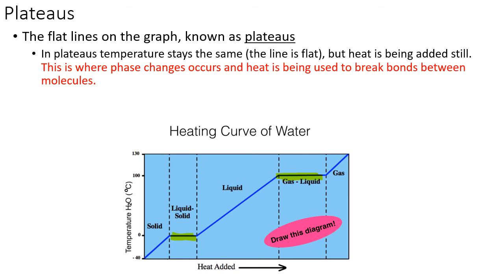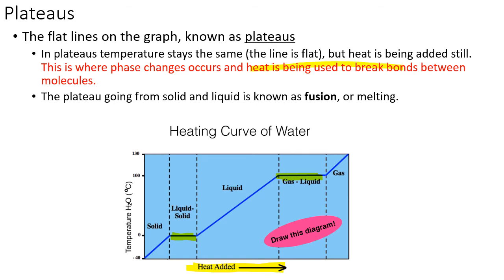At the plateaus, temperature stays the same. That's why the line is flat. There's not any sort of bend in it. It is a flat line. But if I look at my x-axis, heat is still being added. That's why it's moving along the x-axis. And the heat is not changing the temperature. Instead, the heat that's being added is used to break bonds.